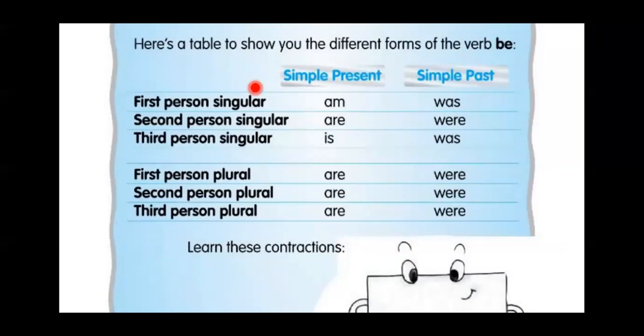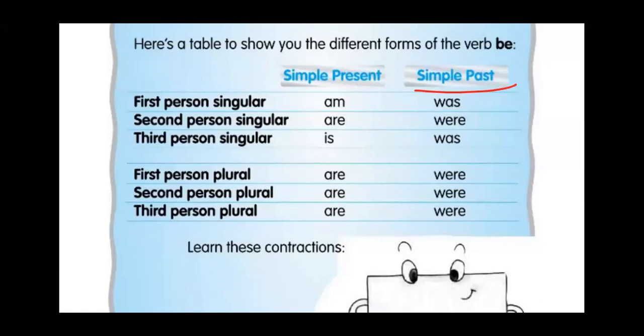Now see over here, the difference is mentioned: simple present and simple past. Right now, what are we discussing? We are discussing simple past. Simple present we have already completed, right? Am, is, are is used in simple present tense.